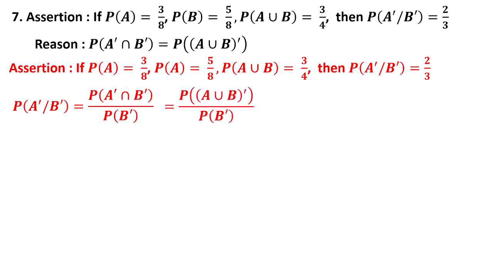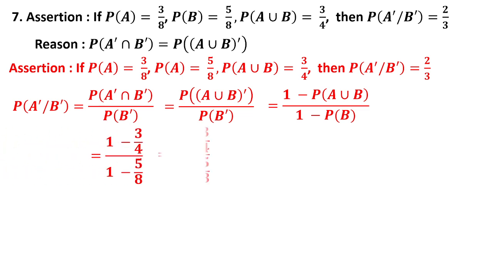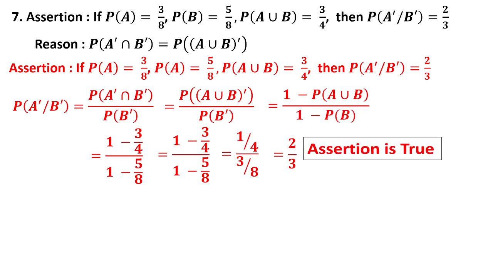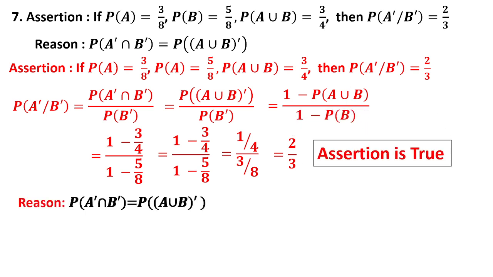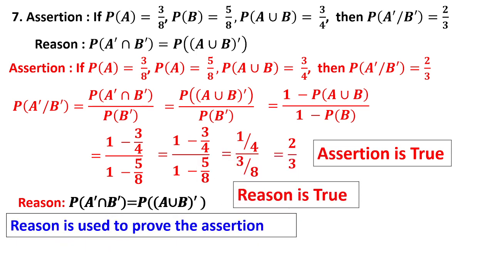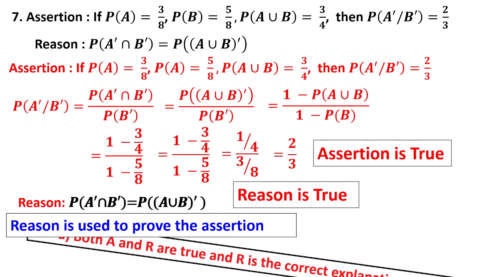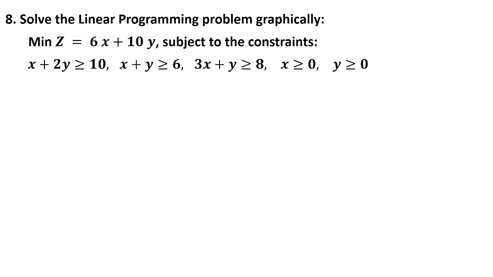Now, how to get P of A dash intersection B dash using De Morgan law? It is A union B the whole dash, which is nothing but 1 minus P of A union B, and P of B dash is 1 minus P of B. Substituting those values, I am getting it as 2 by 3. Therefore, assertion is true. Now, the reason is nothing but the formula of De Morgan law. Therefore, reason is also true, and it is used over here to prove the assertion. Therefore, option is A. Let us go to question number 8.